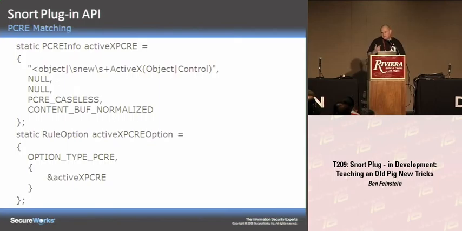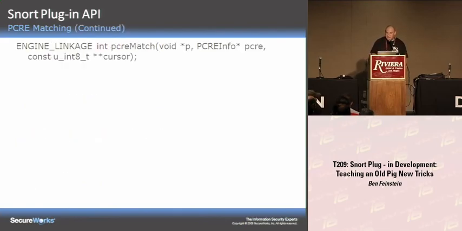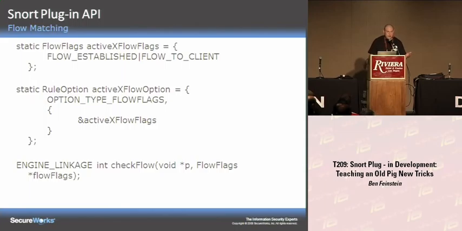PCRE matching, same thing here. You give it some PCRE flags. You give it what buffers you want to match against, and then you wrap it in a pound-defined option-type PCRE object. And there's your PCRE match function. If you've initialized your PCRE structure, you have a packet pointer. You can go call that. It's going to return rule match or rule no match, and you would know whether your PCRE is matching in that content or not. Same thing with flow.